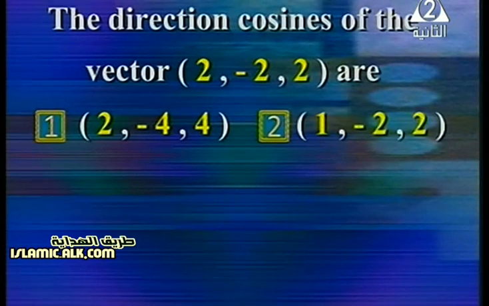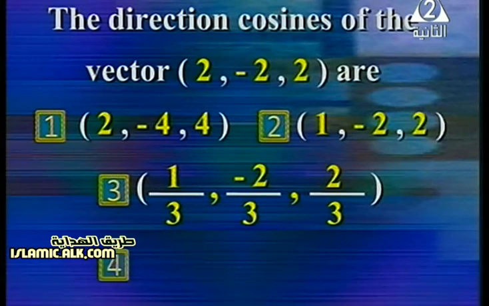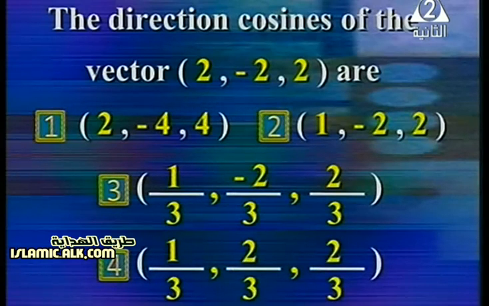The direction cosines of the vector (2, -4, 4) are: 2/3, -2/3, 2/3, or 1/3, -2/3, 2/3, or other options. Dear student, what is the unit vector of A? Excellent student, the vector (2, -4, 4) over the norm of the vector. What is the norm of the vector?